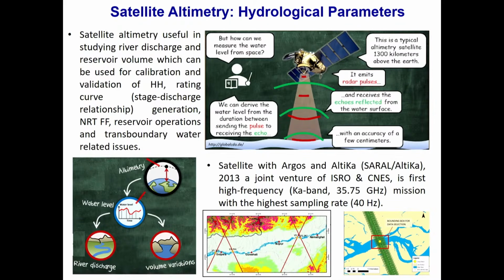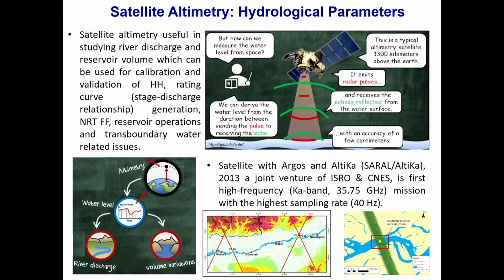Another sensor, among those sensors which we discussed earlier, was the altimeters. Now altimeters are also playing a very efficient role these days in deriving hydrological parameters. Satellite altimetry is useful in studying river discharge and reservoir volume, which can be used for calibration and validation of hydrological and hydraulic models, rating curves, stage discharge relationship, near real-time flood forecasting, reservoir operations, and transboundary related issues.